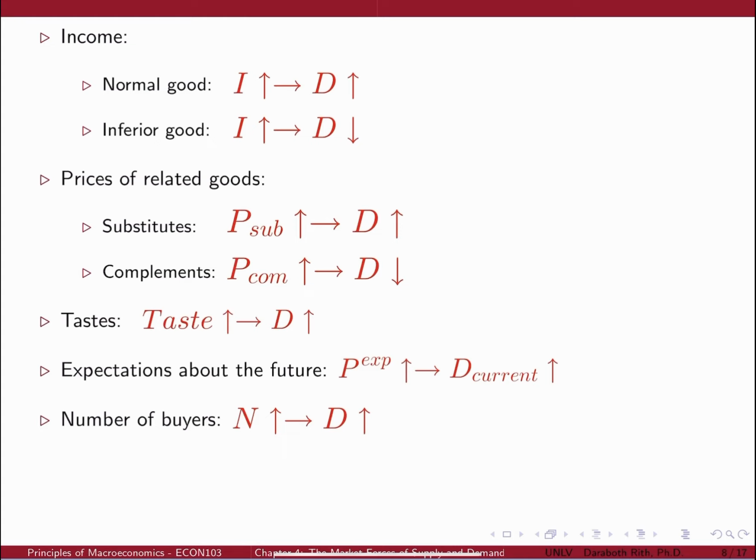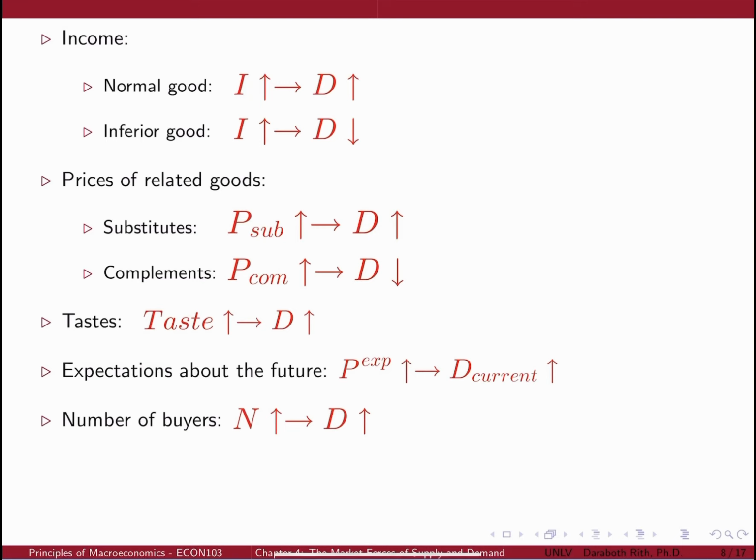Now, how about taste? If your taste increases, your demand will simply increase. Consider since people have better taste or preference over Apple products such as iPhone, iPad, and MacBook, the demand for owning an Apple product is simply increasing.